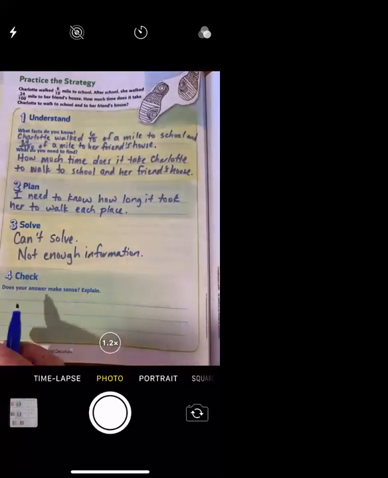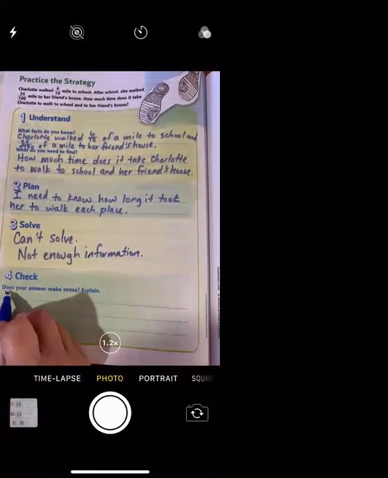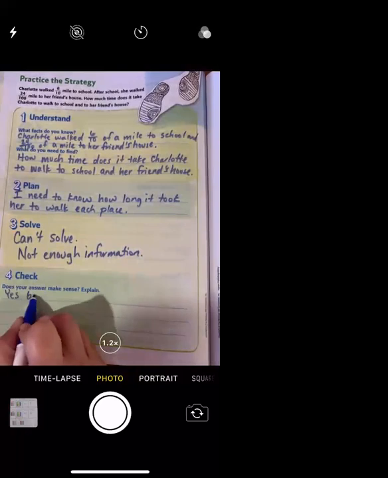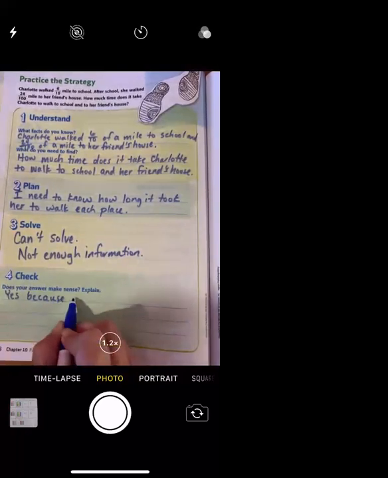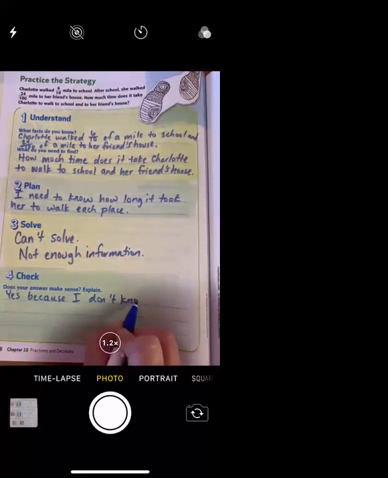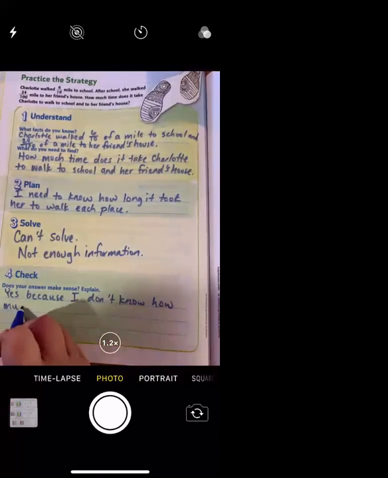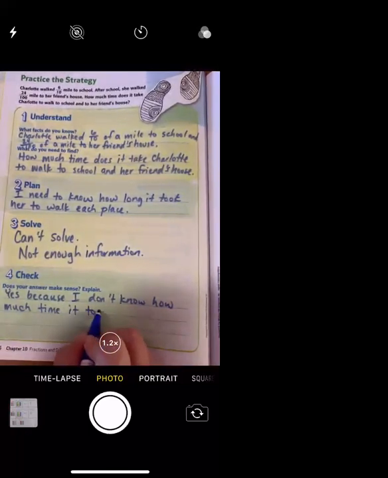Okay, and now I need to check, does my answer make sense? Yes, because I don't know how much time it took her to walk each place.